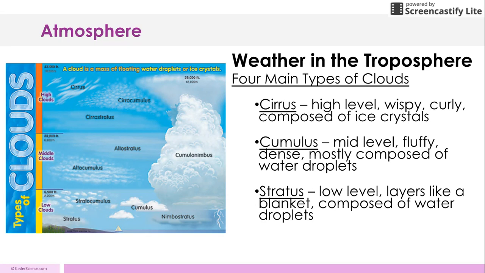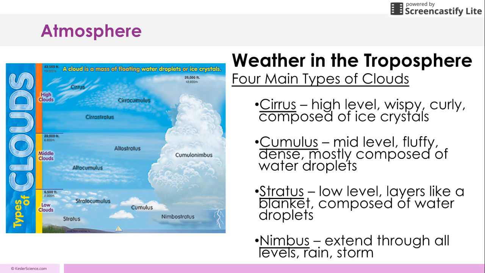And then we also have stratus. These are low-level. Their layers are like blankets composed of water droplets. So we have low right here, and your stratus clouds. Here's an example of a stratus cloud. So for clouds, we're going to talk about the cirrus, cumulus, stratus, and nimbus. These extend through all levels, rain, storms. So your nimbus would be through all of your levels. It can extend through all levels. Here's your nimbus cloud. This is where you find your storms.